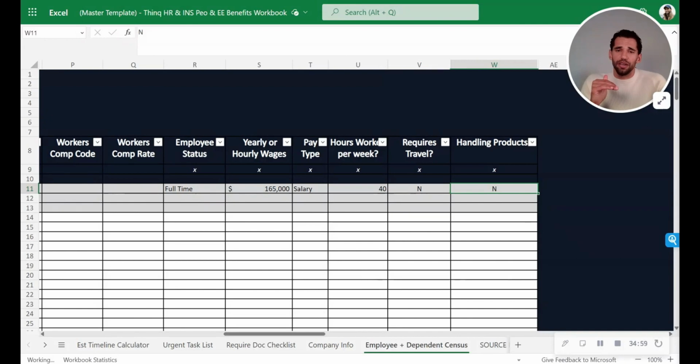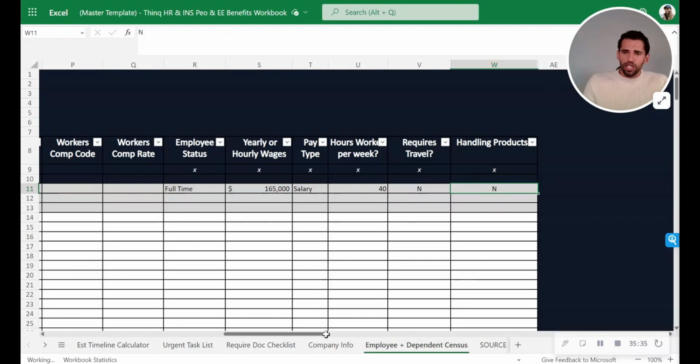And PEOs have different census templates. Some have one where you just do this information for the employees, and then they have a separate one for the dependents. I find, in working with dozens of PEOs going through thousands of different processes, it is best to have this type of format where you have the employees and the dependents in the exact same sheet. It will make it so much more simple for you down the line. I promise if you put it in different sheets, you're going to feel like you're doing the work twice. That's pretty much what most clients say.